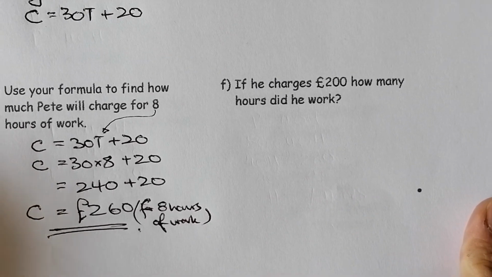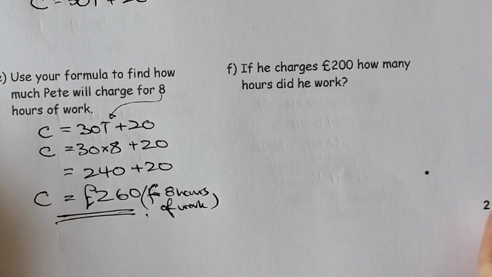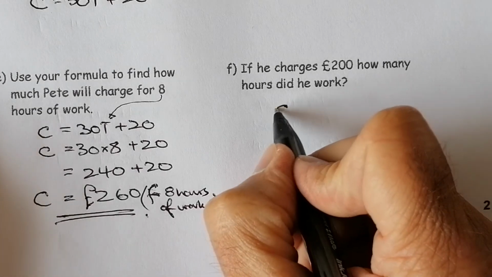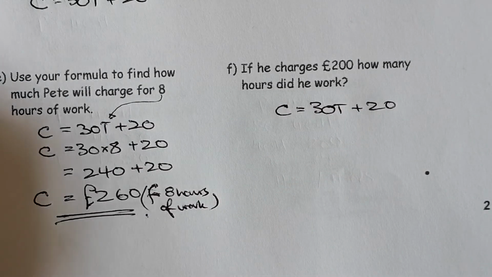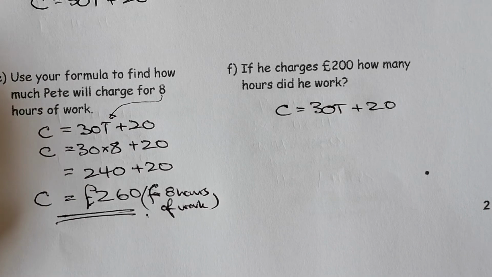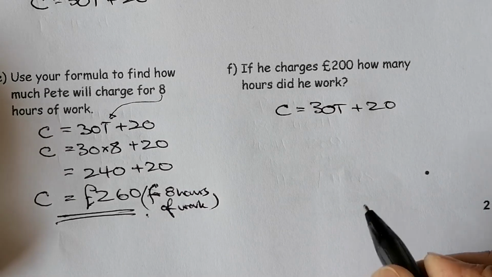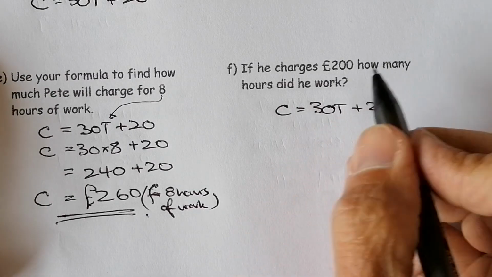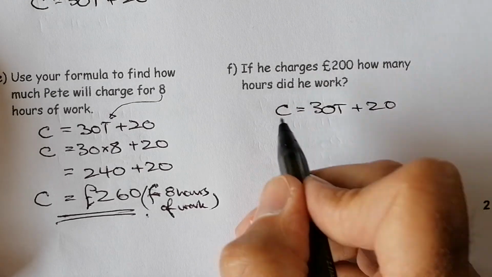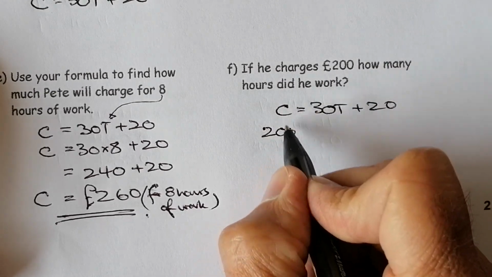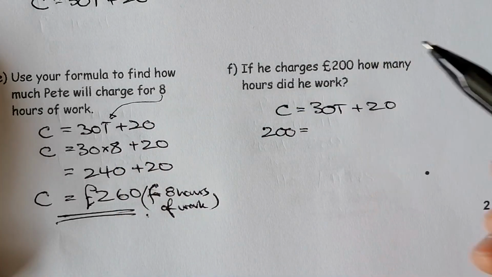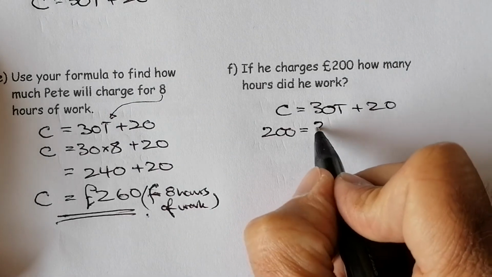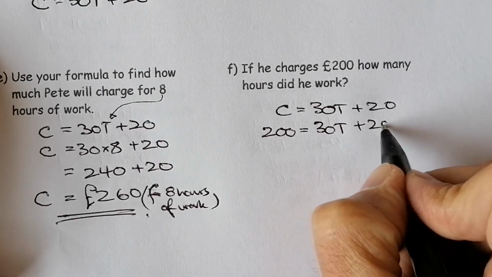And the last part is: if he charges £200, how many hours did he actually work for? So let's start with the formula again. Remember, you must use the formula. If you just put down the answer, you probably get 0 marks for that. You must show the use of the formula. So we're going to substitute in 200 for the charge. So he charged £200. That's the C value here, not C as in where it cuts through the axis, but just C for the charge. 200 equals 30 times t plus 20.